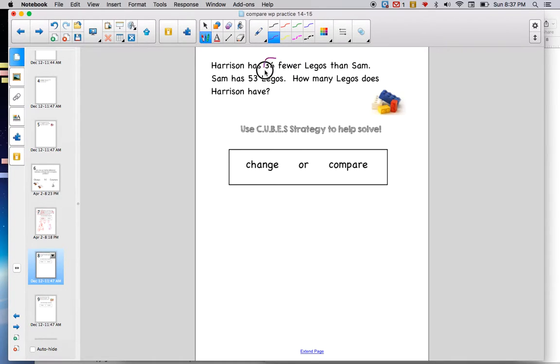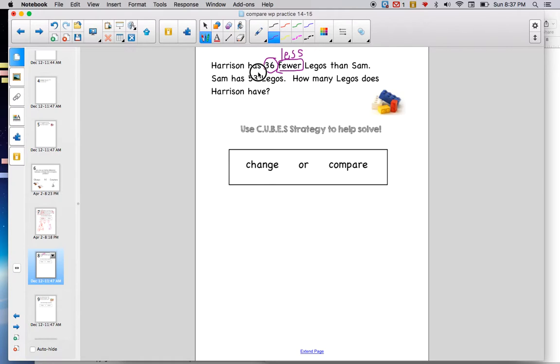Okay, so 36. Harrison has 36. Oh, wait, it doesn't say Harrison has 36 Legos. It says he has 36 fewer. I'm going to go ahead and box B. He has 36 less than Sam. Fewer means less. I just know that, just from thinking about what I've heard in my life. Fewer means smaller, so that means less. So Harrison has 36 less Legos than Sam.